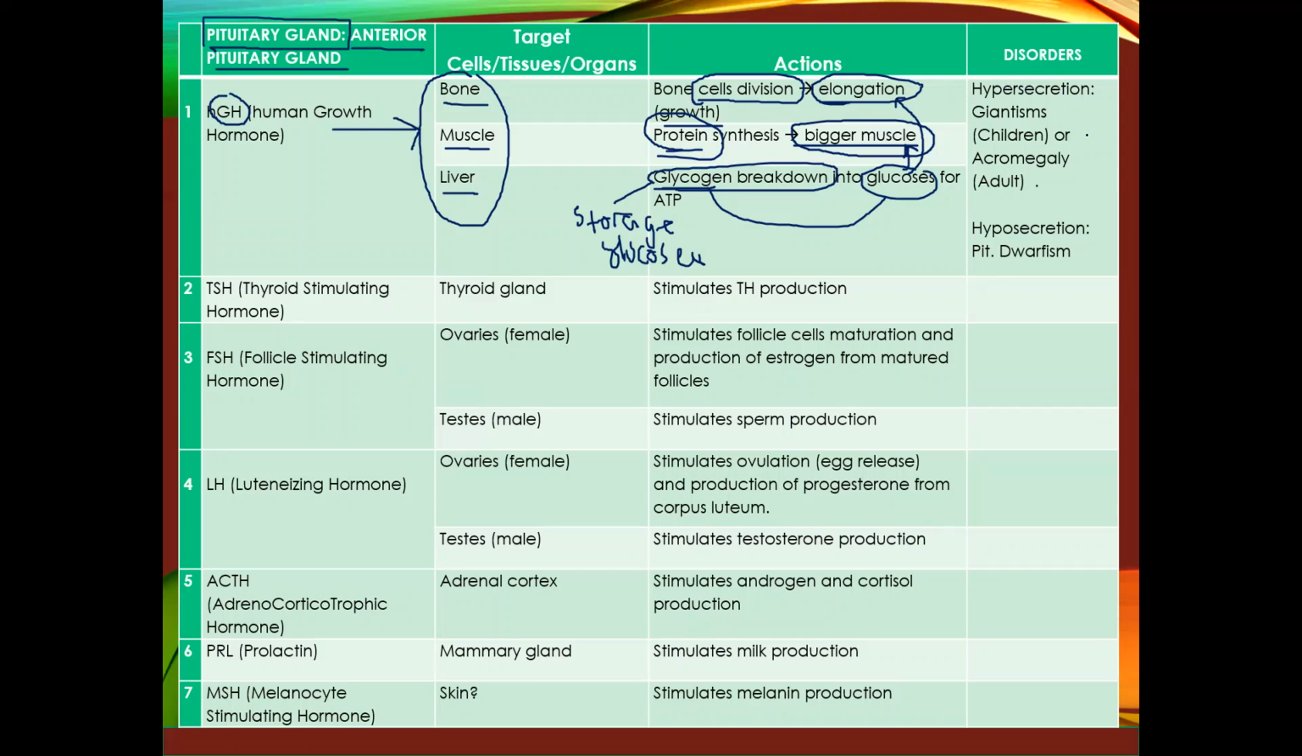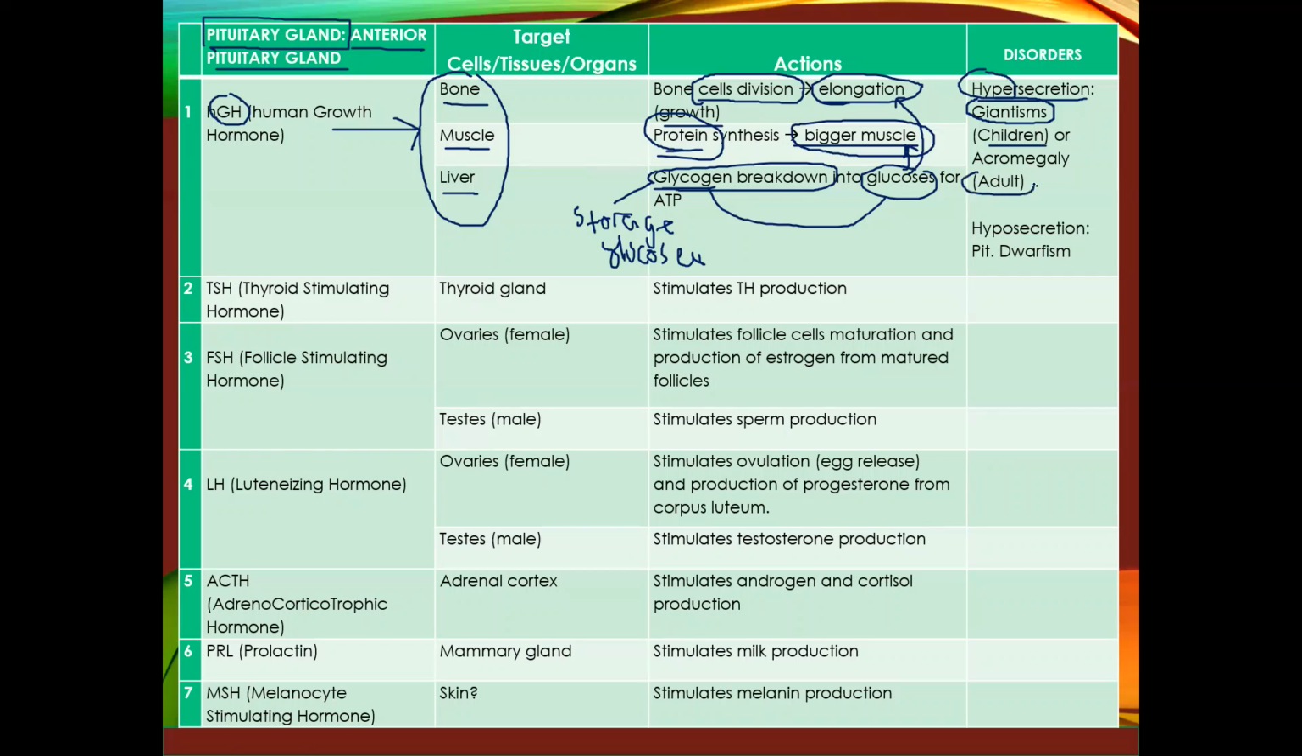Now, what happens if we produce too much growth hormone? So this is hypersecretion. If it is in children, it will cause the children to become very, very tall, become giant. Therefore, it's called gigantism. This is the disorder for hypersecretion of growth hormone in children.